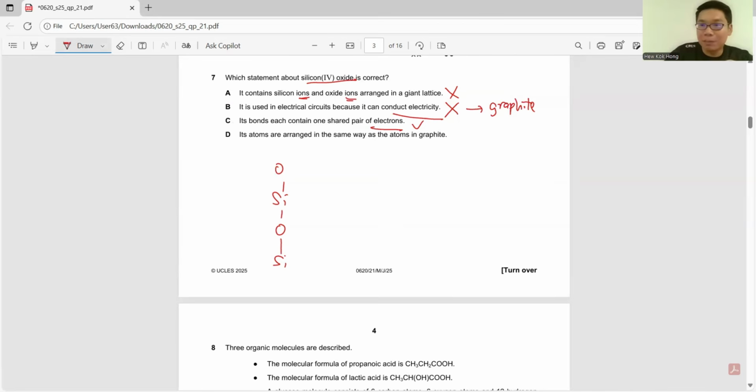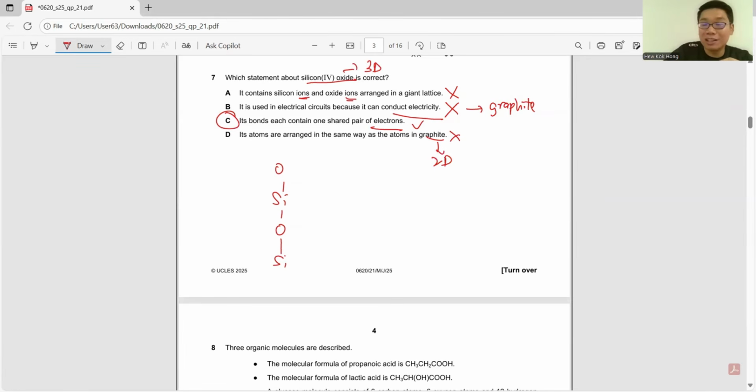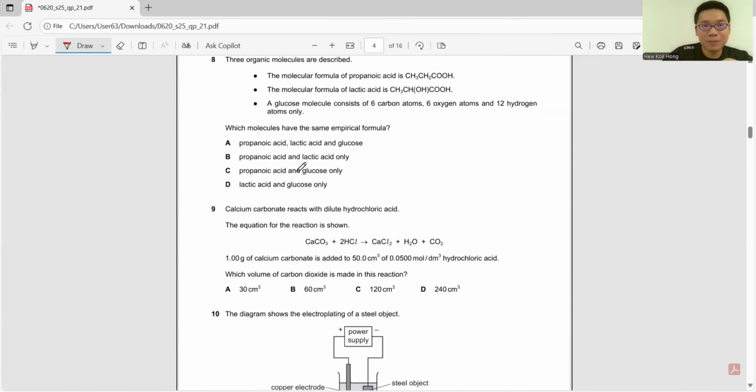Yes, because all of the bonds here are single bonds, no double bond, no triple bond. D, its atoms are arranged in the same way as atoms in graphite. No, graphite is in 2D shape, but silicon oxide will form a 3D structure. So this 2D shaped graphite will have freely moving electron layers, so it can conduct electricity. So it's different. Answer is C.